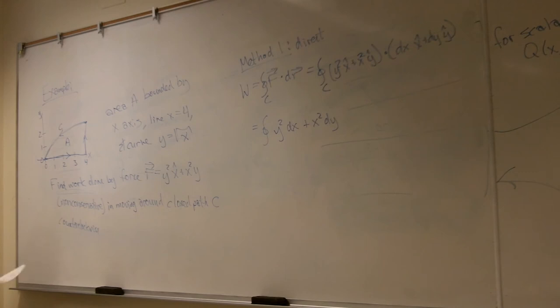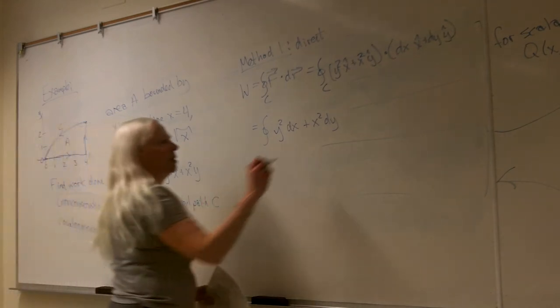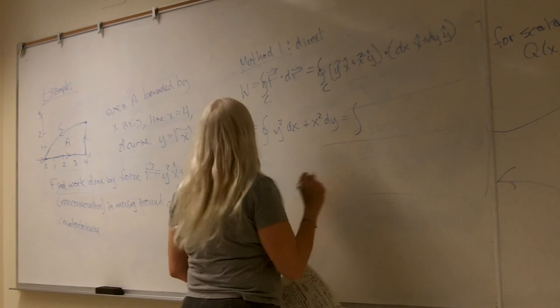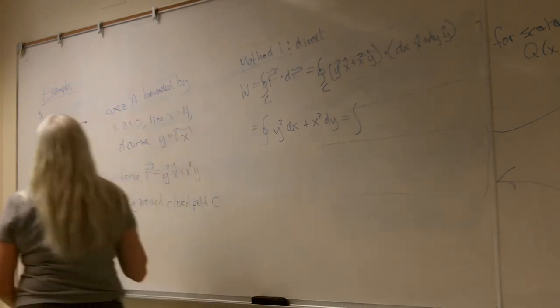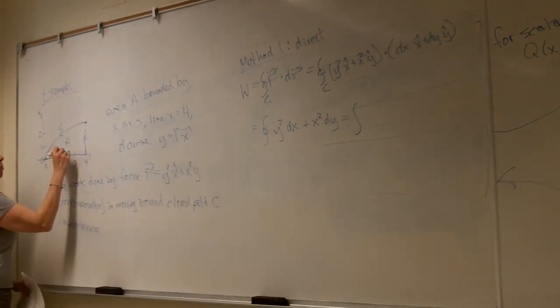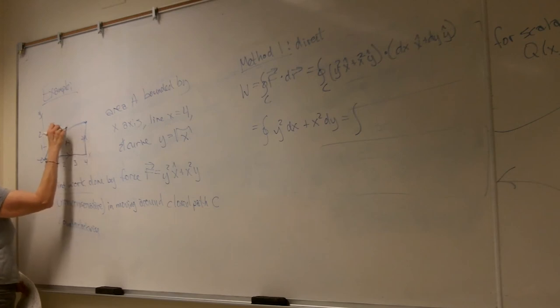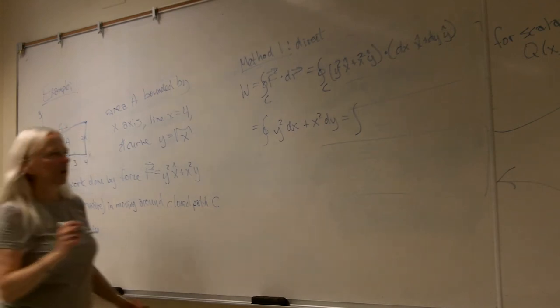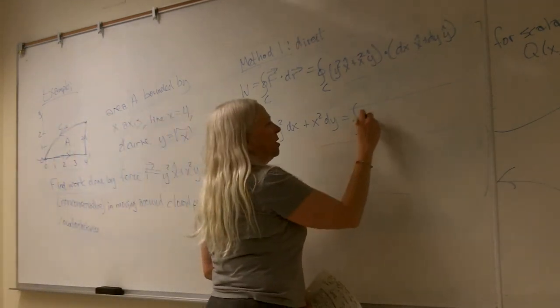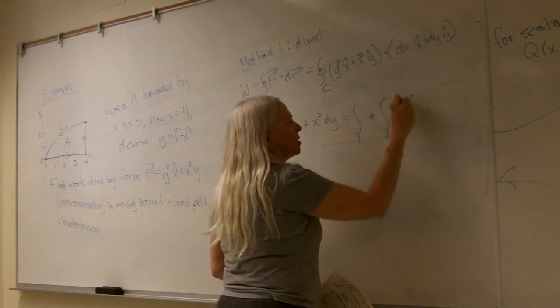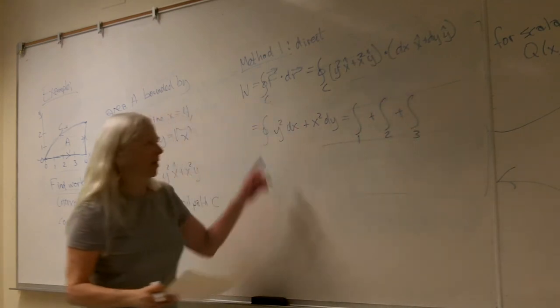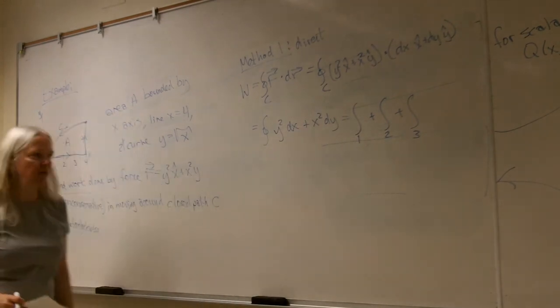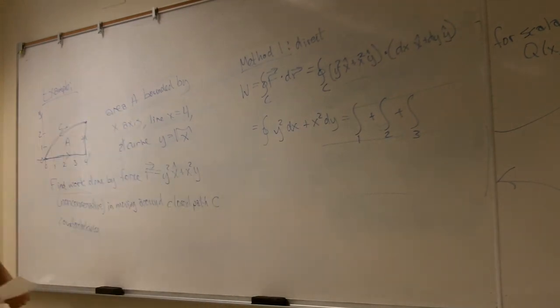So this is going to be a sum of the integral for, let me call this step one, step two, and step three. So this will be an integral for step one plus an integral for step two plus an integral for step three. It's the same integrand on all three. I just haven't bothered to write it out.